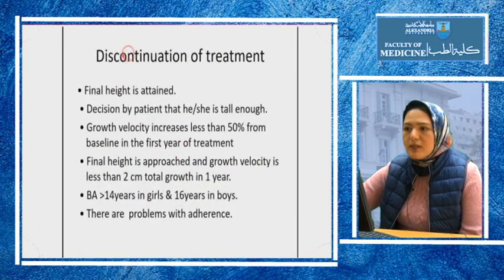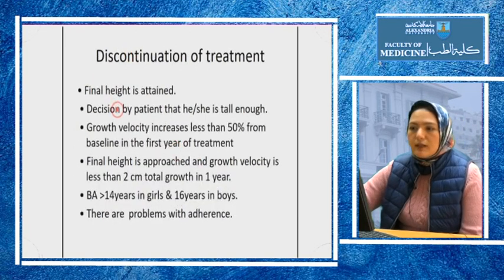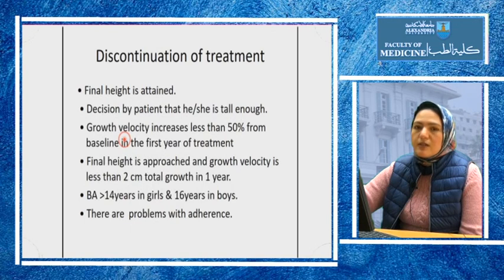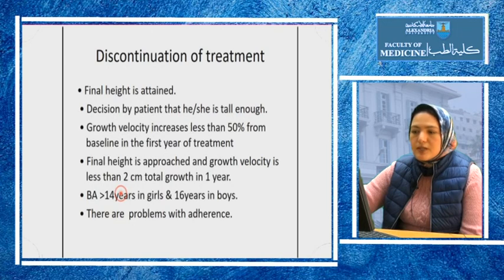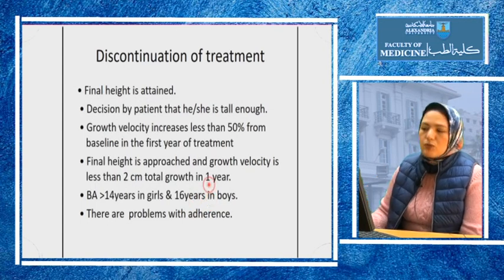When to stop the treatment? If the patient attains the final height, or the patient's growth velocity increases by less than 50% from the baseline, which means that there is a poor response to your treatment, or the growth is less than 2 centimeters in the whole year, or if the patient is approaching a bone age of 14 years in girls, 14 or 16 years in boys, or there are problems with adherence.